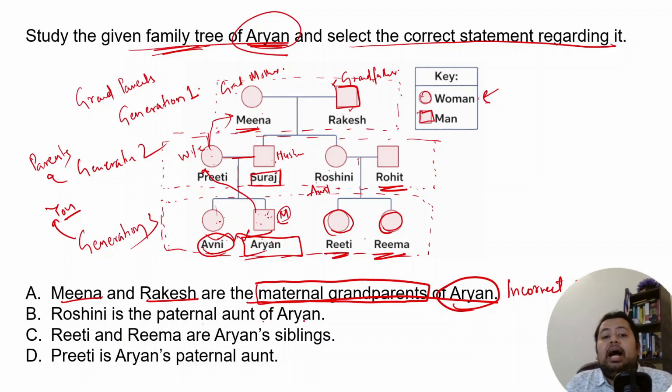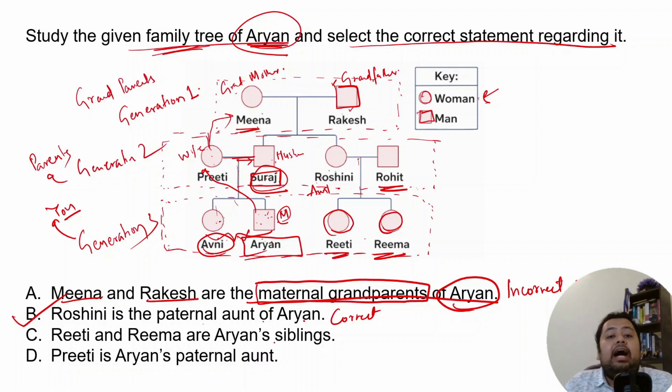Roshni is what? Roshni is Aryan's aunt. Is she from the paternal side? That means father's side? Yes, because Suraj is Aryan's father. So this is correct, right? So this is your correct answer. Let's check option C and option D as well.